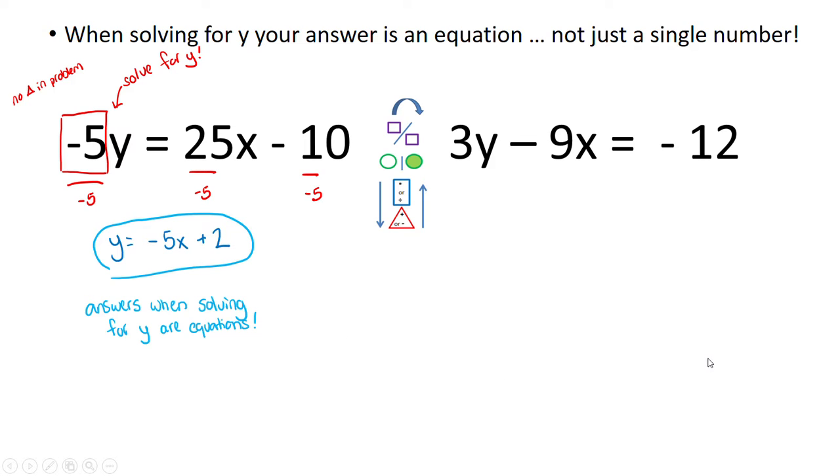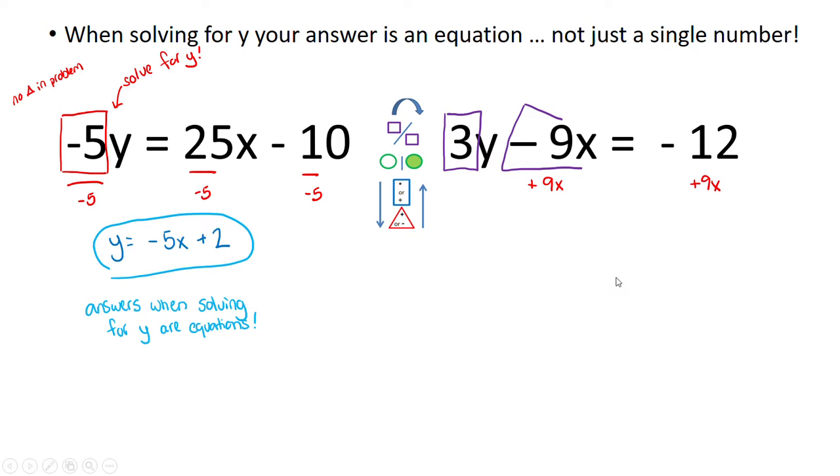Okay, the one on the right hand side, we're solving for y. So my rectangle is the 3 in front of the y. My triangle is minus 9x. So the next thing I want to do is think, okay, that triangle has a minus sign in it. So the opposite would be a plus sign. So I want to do plus, not just plus 9, but plus 9x to both sides of the equation. That will be what cancels out on the left. That will be its opposite.